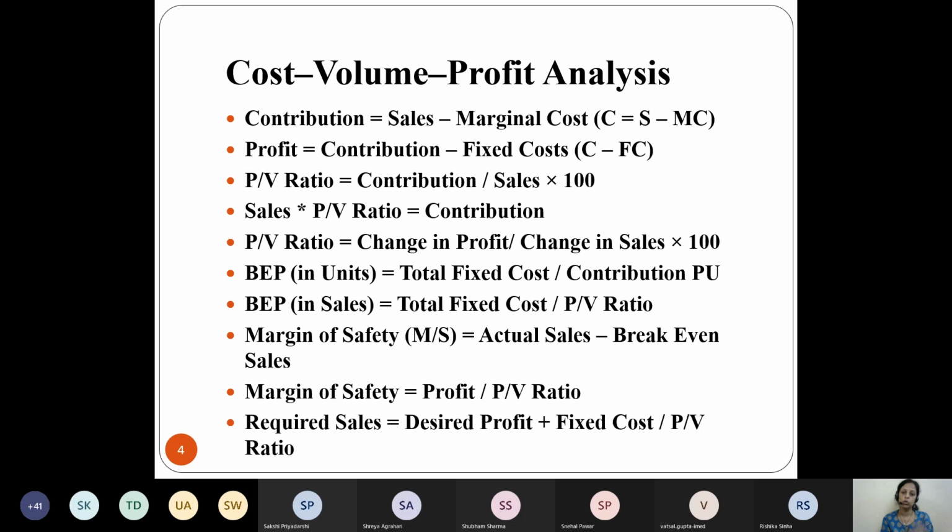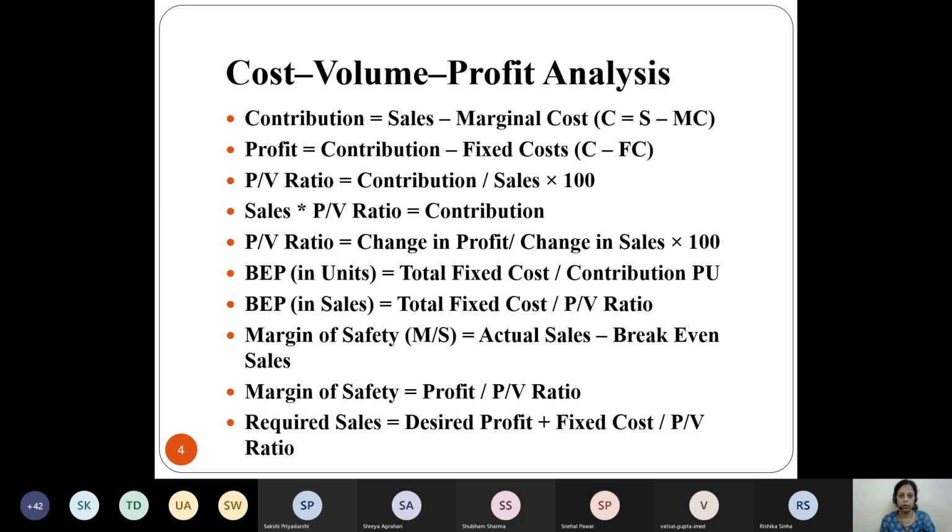Suppose in the question total sales and total marginal cost are given, then how will you find out? Sales minus marginal cost is contribution. So as per the information given in the question, like we have done in budget, you will calculate contribution. Is it clear? Have you taken down the formula, contribution? Yes, ma'am.